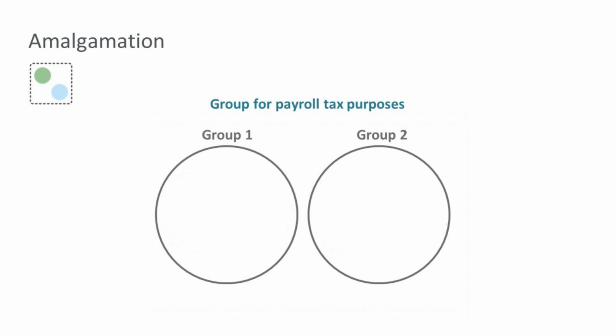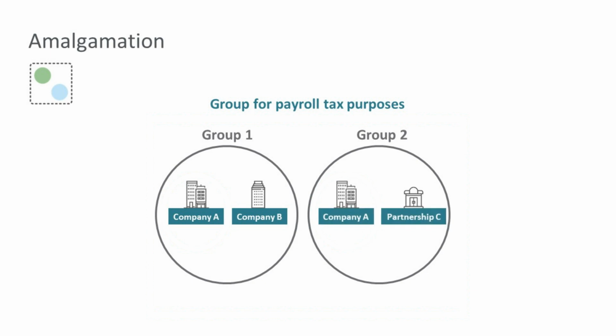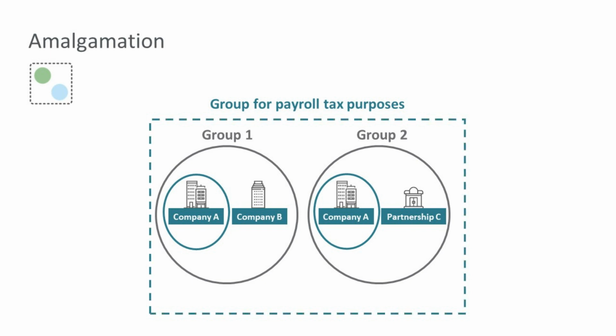The example on this screen shows the first way in which this can happen. Group 1 on the left is made up of Company A and Company B. Group 2 on the right is made up of Company A and Partnership C. As Company A is the common member in both Group 1 and Group 2, these two groups will be amalgamated so that Companies A and B and Partnership C form one group.